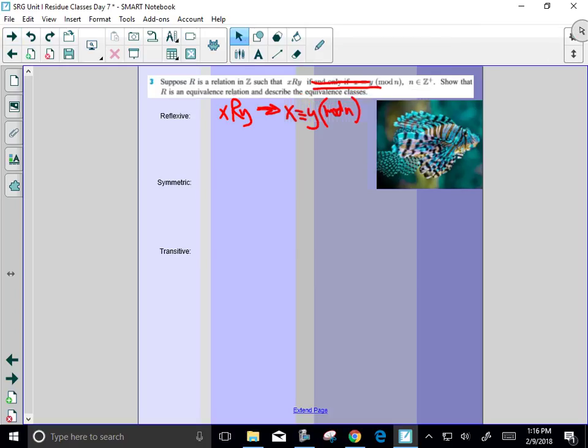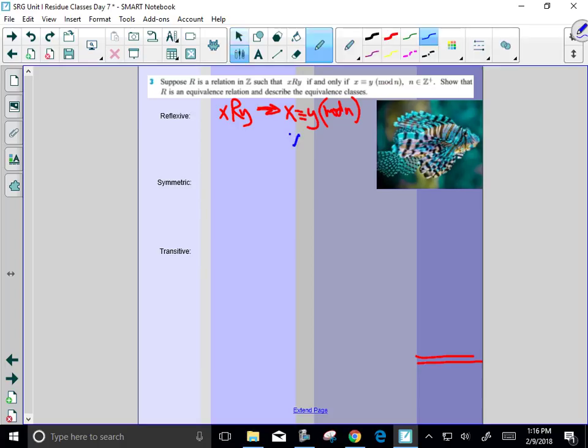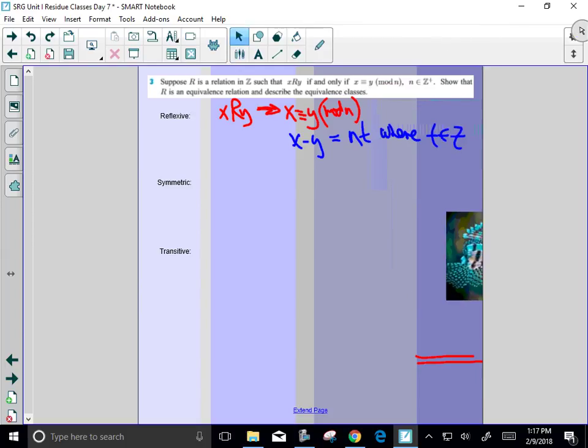I can get rid of this. And by the way, what is the equation for this one? Yep. The equation for this one is X minus Y equals N times T, where T is an element of the integers. I'll get rid of that fish. Bye, fish. I'm going to take this out, too.